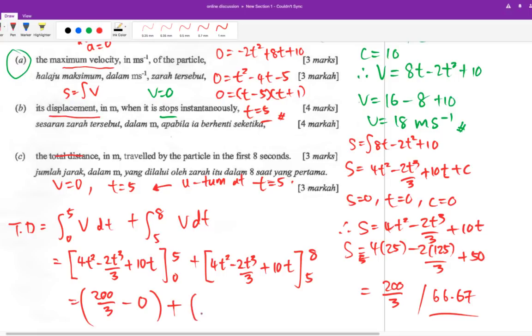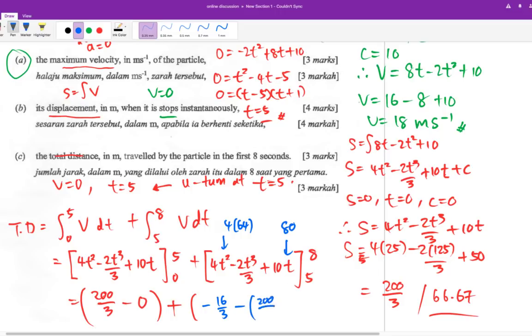I will do it quickly using the calculator, or you can do it manually together. This is 4 multiplied with 64, because 8 squared is 64, and this one will be 80. So I will say 4 times 64, then I plus the 80, and then I minus 2 multiplied with 8 to the power of 3 over 3. So I basically get negative 16 over 3, minus what I get when I substitute 5 into that.